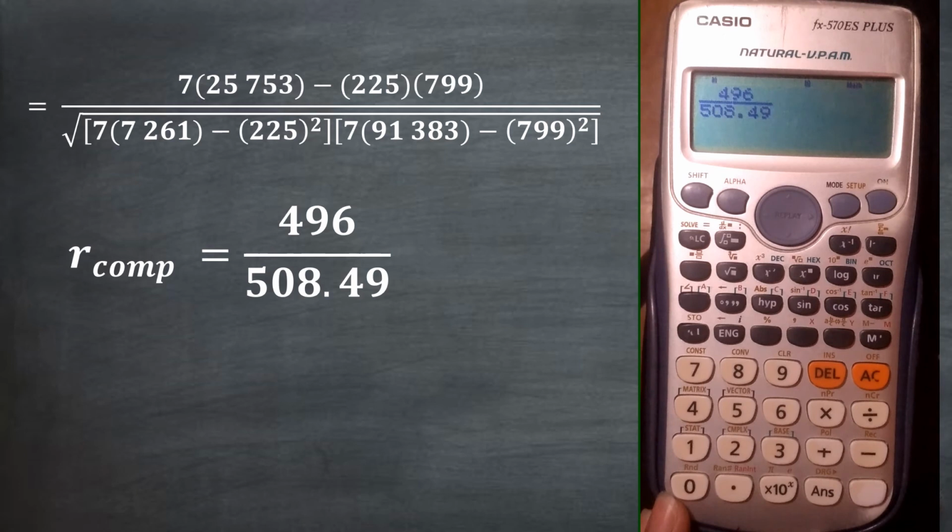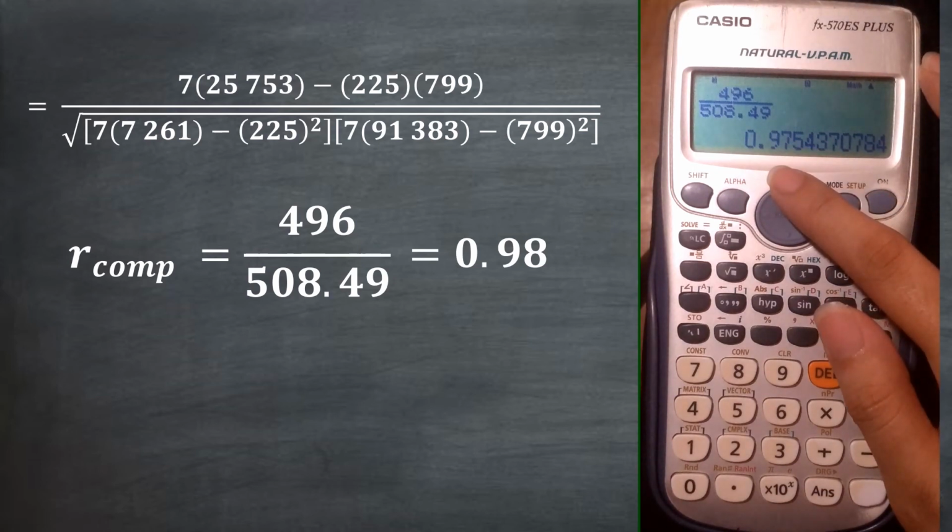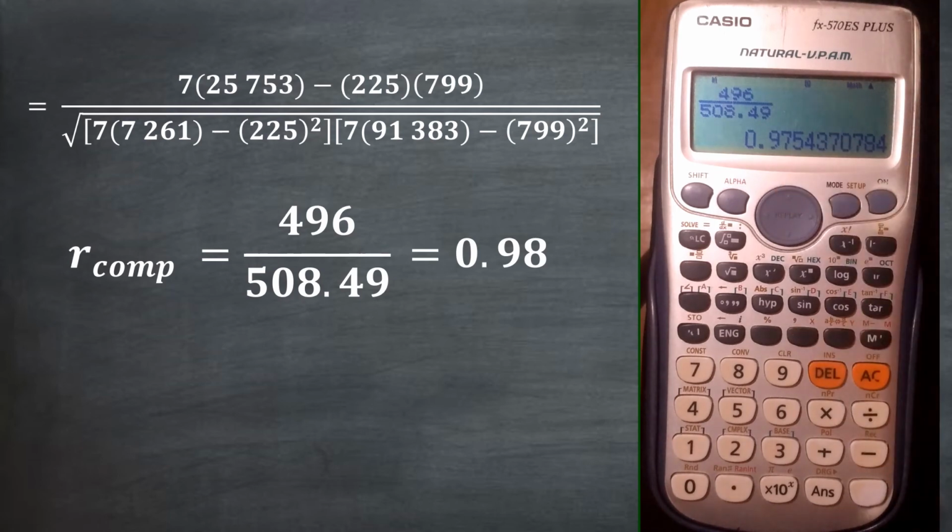508.49, or you can also compute for this one by writing 496 divided by 508.49. It's just the same. Then you press equal sign. The value for our R computed is 0.98 because we have to round it off to 2 decimal places.